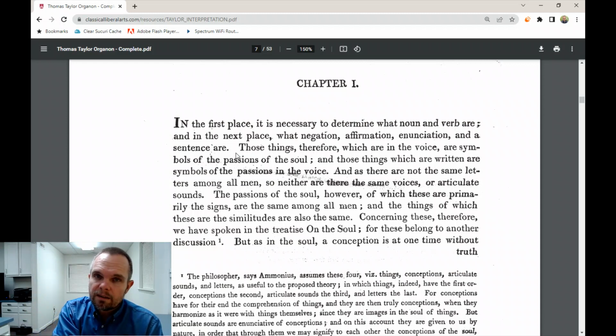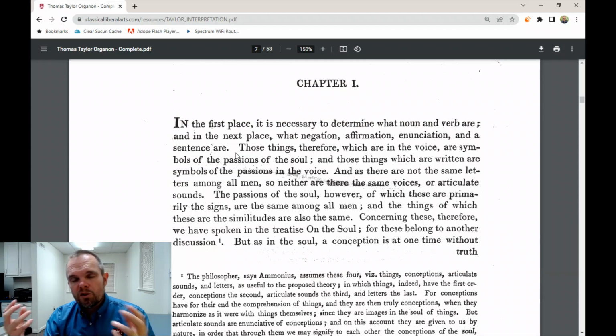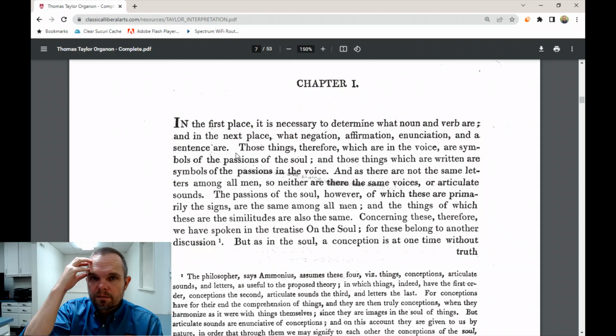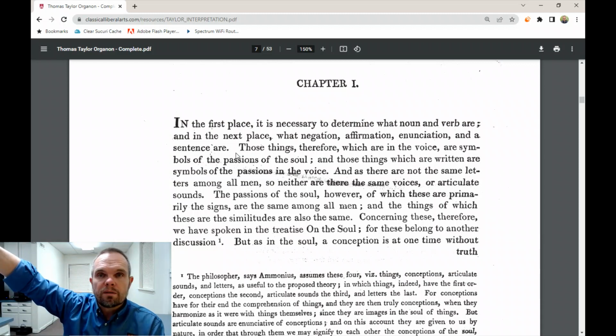That's what we studied in the categories. We then join these things together. We then articulate these things with spoken words, which are signs of these simple conceptions, right? And then we can also write, and when we write, we use symbols, written symbols of the spoken words, which are symbols of the impressions, which are likenesses of the individual real things outside our minds.